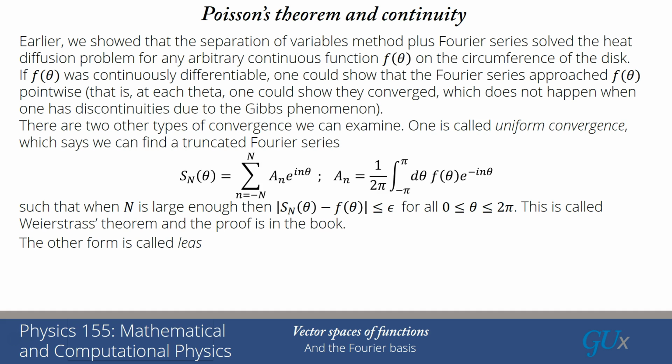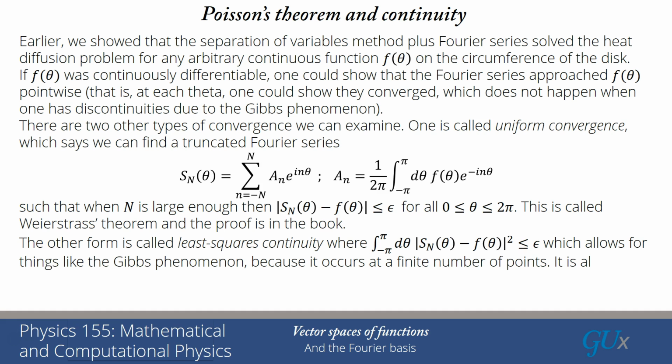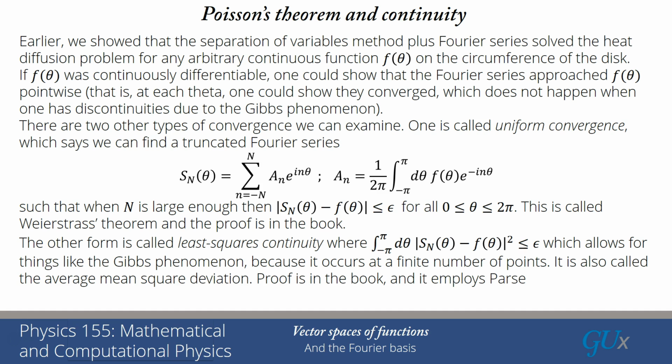The other form of continuity is called least squares continuity, and for that we have a much weaker condition. All we want is the integral of the modulus squared of Sn of theta minus f of theta to be less than or equal to epsilon. Because it's an integral, it allows us to have things like the Gibbs phenomenon at a finite number of points, and that doesn't affect the integral at all because I can change the function value at any individual points and the integral doesn't get changed. This continuity is also sometimes called the average mean squared deviation.